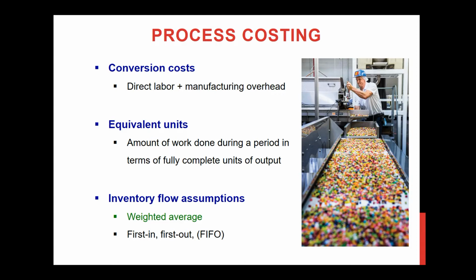So at the end of the period, we will check what is the amount of our work in process inventory and what percentage of the production process is actually completed, and based on that we will convert that work in process inventory into some equivalent units of finished products.